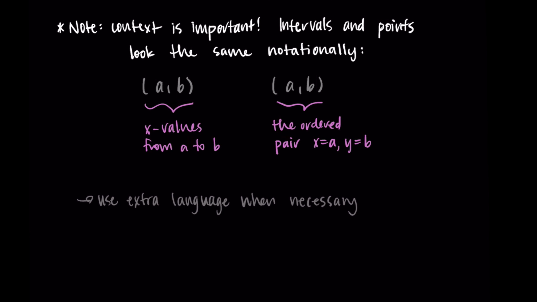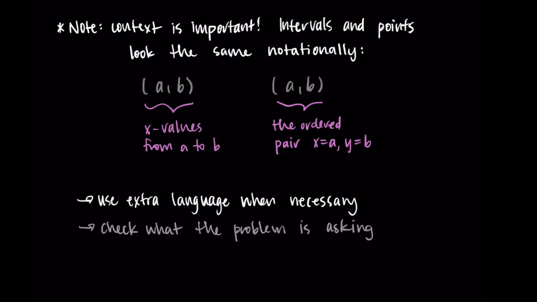So my recommendations are to use extra language when necessary. If you're unsure about your communication, just try to write in some extra words or some other way to indicate really what you're talking about. Additionally, it's good to always check what the problem is asking for. The different ways the problems are worded might be asking you for x values, they might be asking for intervals, they might ask for points, they might just ask for the y value, that sort of thing. As long as you're aligning your solution to what the problem is asking for, that's good communication. So if it asks for an interval and you write (a, b), we can assume that is an interval.